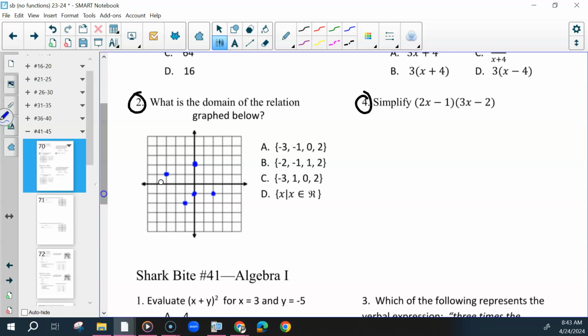So we have negative 1, 0, and 2. It's not all real numbers because it's not a line that's connecting all of them. So between 0, oh, I was going to say they're both the same. This one. So this is -3, -1. Questions on that one?